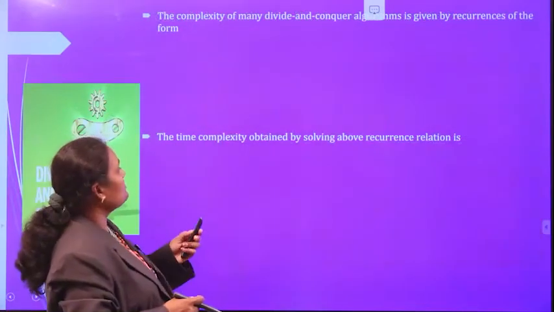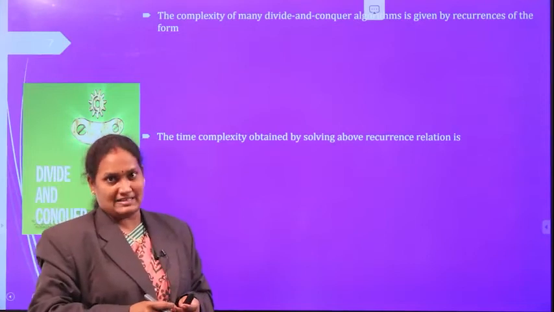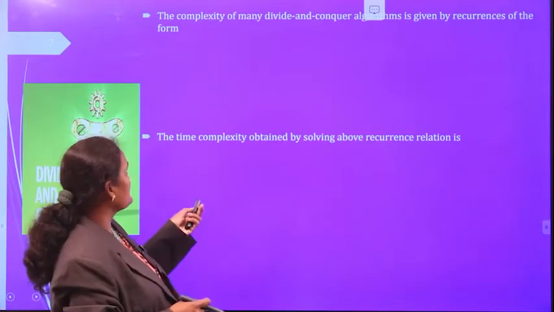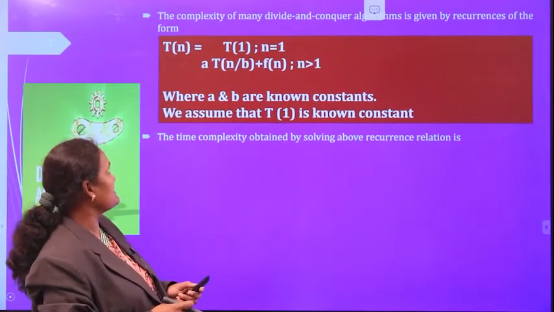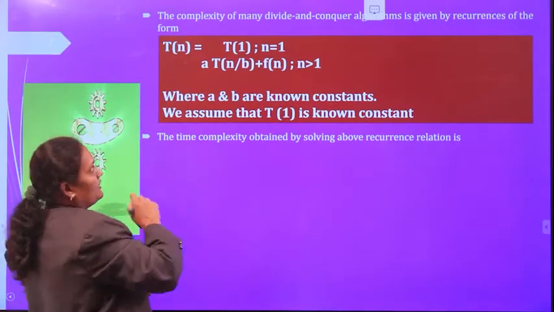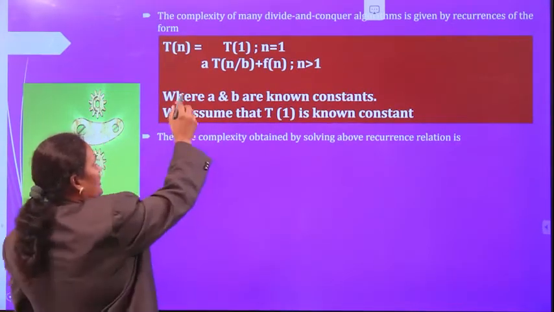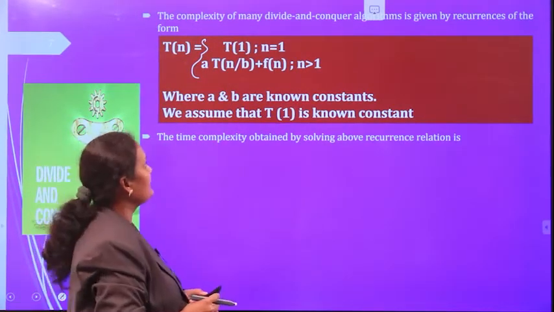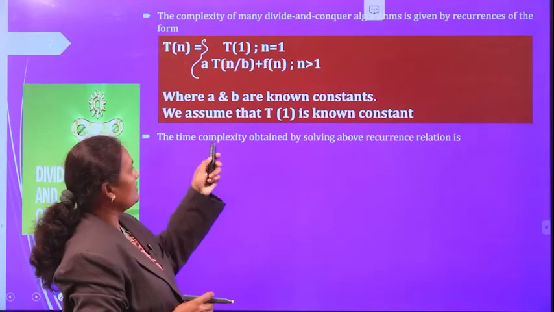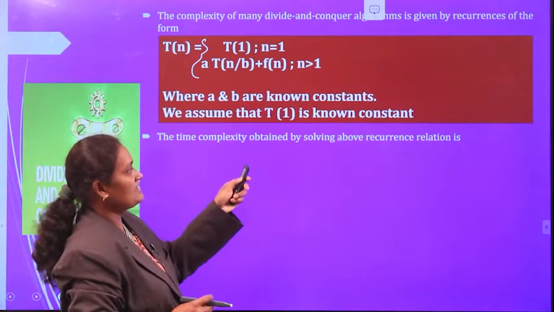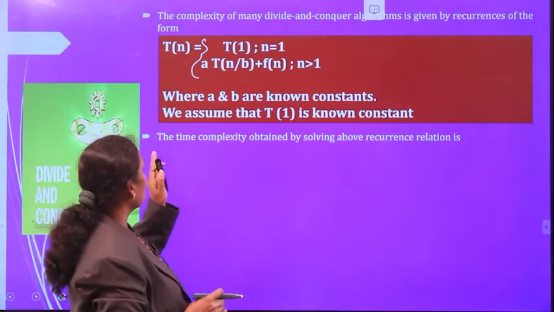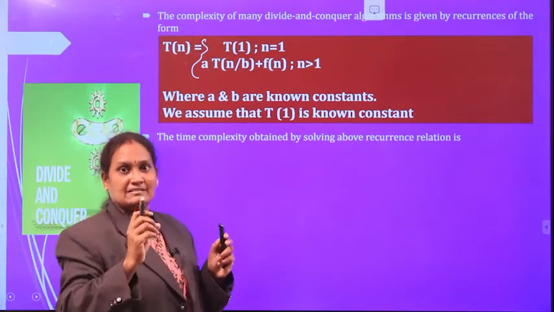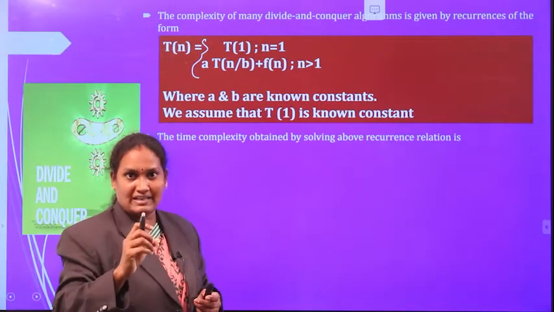Let us see the time complexity of divide and conquer algorithms. Here, the time complexity of divide and conquer algorithms can be represented by using a recurrence relation. Let us see the recurrence relation. T of n is equal to T of 1 when n is equal to 1, and T of n is equal to A into T of n by B plus F of n when n is greater than 1. Here A and B are constants and T of 1 is also a constant. This is the recurrence relation which indicates the time complexity of divide and conquer algorithms.